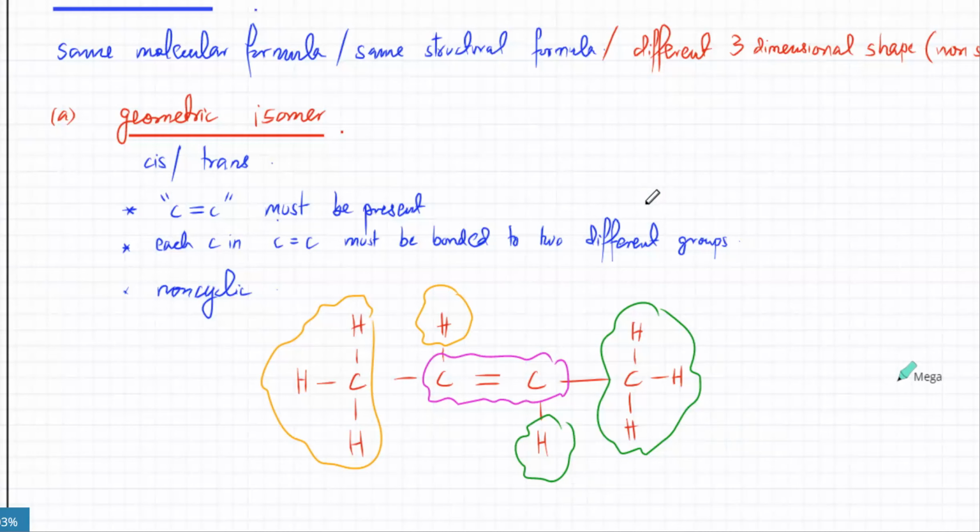So if that condition is met, and it is non-cyclic, then it will form cis trans, and this butene molecule would exist in two ways. There's going to be a cis version of that, and a trans version of that. So is that clear? The first thing: how do you identify whether a molecule makes cis trans or not? Is this clear? Yes, sir.